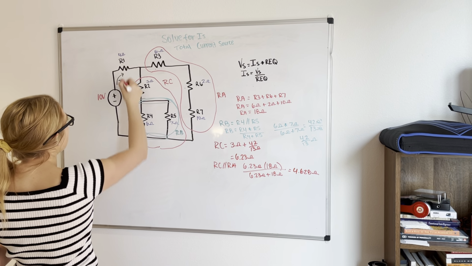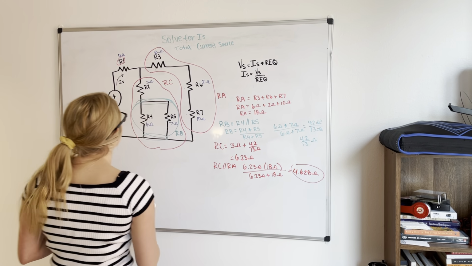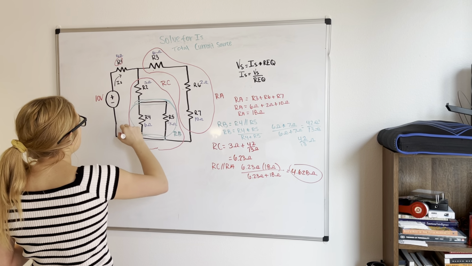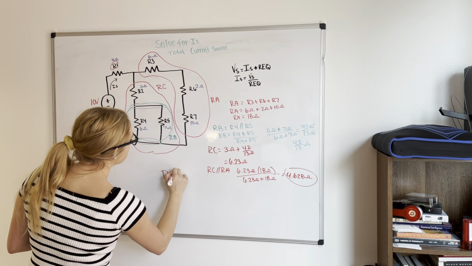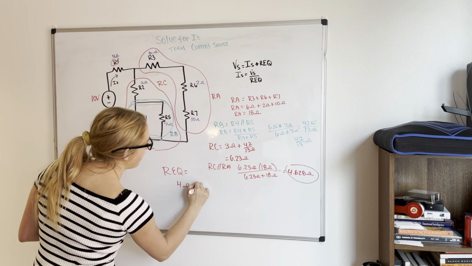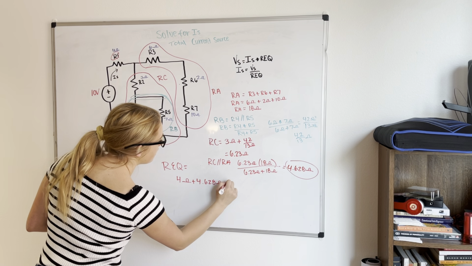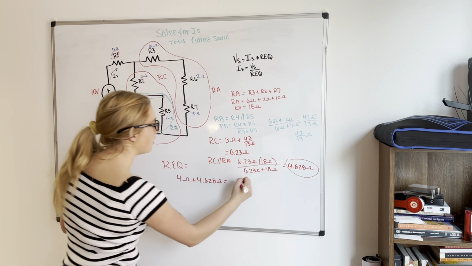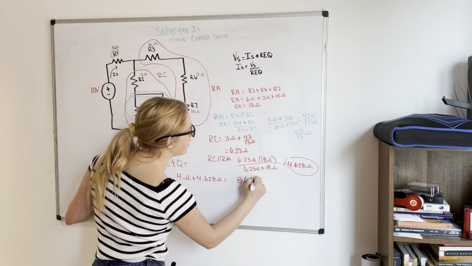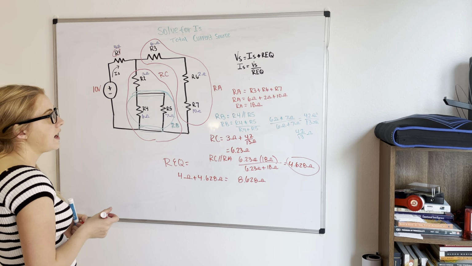And so now you only have R1 left and this ohm left. And so that's going to be, so your REQ is going to equal 4 ohms plus 4.628 ohms, and that's going to be equal to 8.628 ohms.